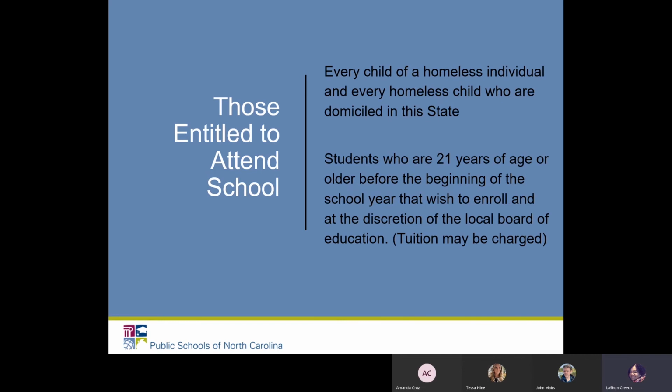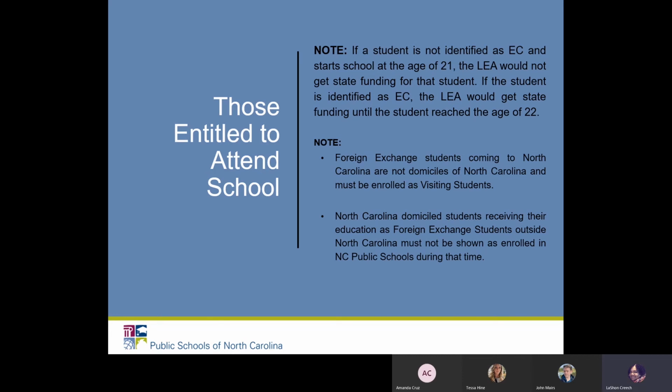Every homeless child or the child of a homeless individual is entitled to enroll. At the discretion of the local Board of Education, students 21 years of age may enroll. However, the local school district may charge tuition. If a student is EC and starts school at age 21, the district (LEA) would get state funding for that child until age 22. No state funding is provided for students starting school at age 21.